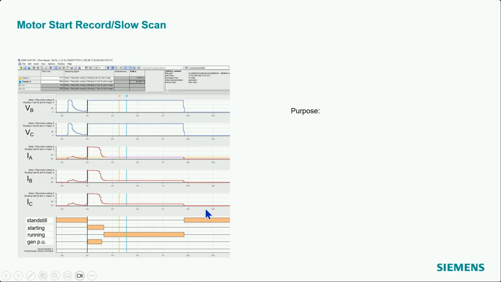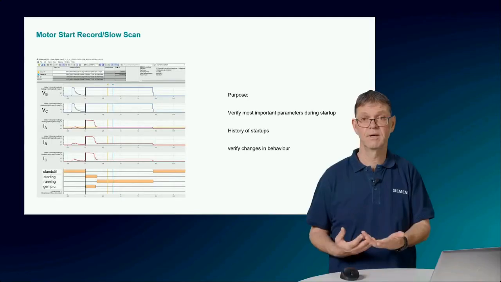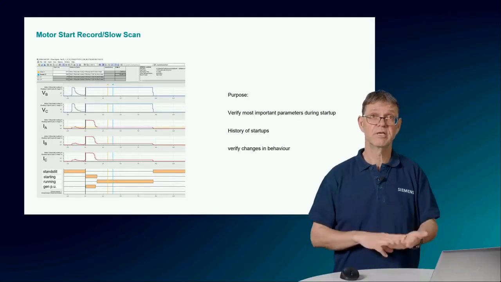What is the purpose of such a starting record? The purpose is that I can verify the most important parameters during the startup, like the currents, like the starting time, the voltage which I see. And I can see over time, if I make a comparison, if something has changed over this time. If the voltage drop is now stronger, if I have a longer startup. So this could be all indication that something slowly gets worse in the motor, in the system. So I can verify changes in the behavior.